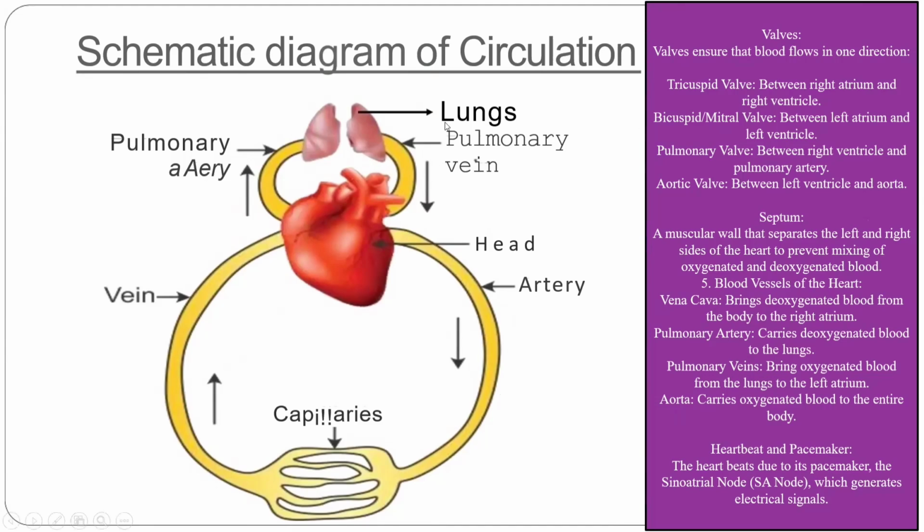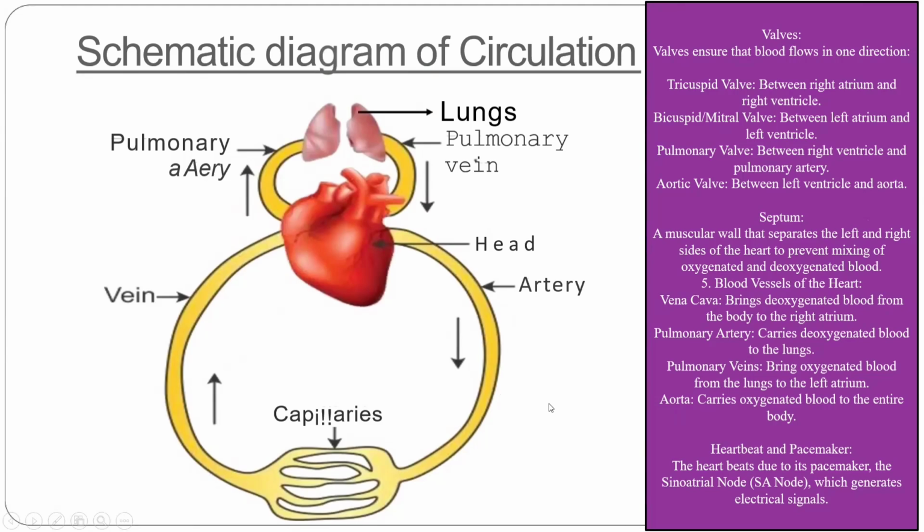You can easily see on the screen. Now this is the vena cava, which brings deoxygenated blood from the body to the right atrium. Now, this pulmonary artery carries deoxygenated blood to the lungs, and the pulmonary vein brings oxygenated blood from the lungs to the left atrium. The aorta carries oxygenated blood to the entire body.